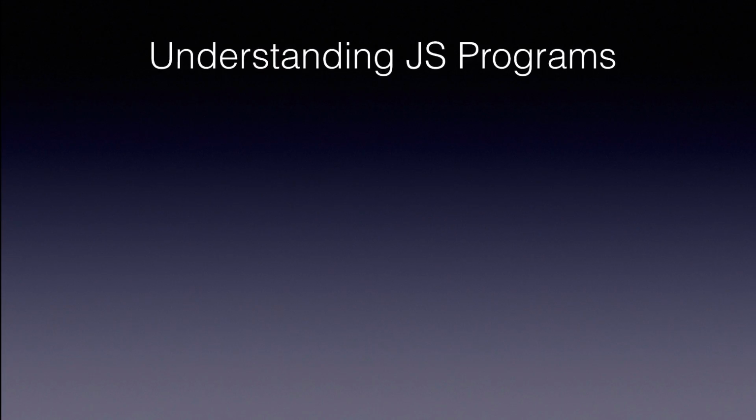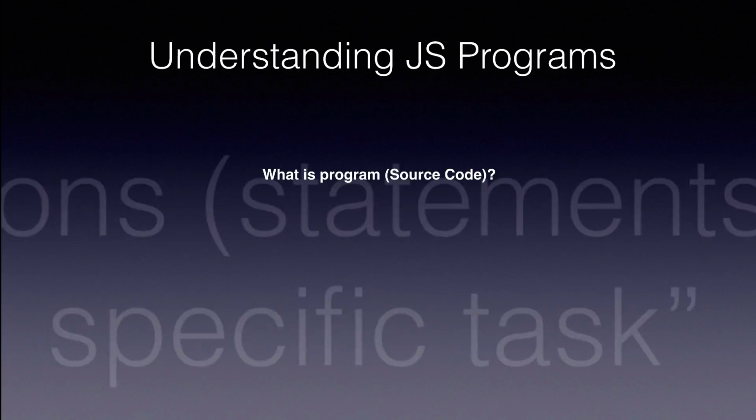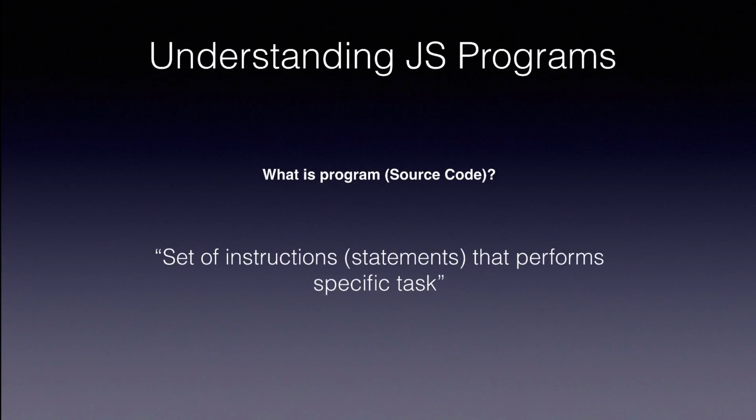Now, we need to know what is a program. A program can otherwise be referred to as source code. And what is a program? A program is a set of instructions which is given to the computer to perform a specific task. In order to understand the program, we need to understand its architecture.